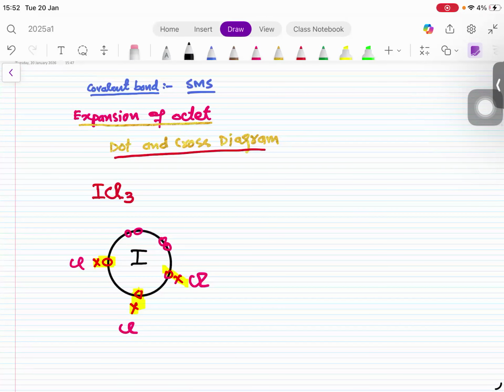The first example was ICl3. So when iodine reacts with the chlorine, ICl3, right? Iodine uses 3 electrons to make a bond with the chlorine. Iodine has 7 electrons, so all 7 it can use, but out of the 7 electrons, it is using only 3, right? And this compound ICl3 is formed. But as you can see, the valence shell of iodine now does not have only 7 electrons. It now has 6, 7, 8, 9, 10 electrons.